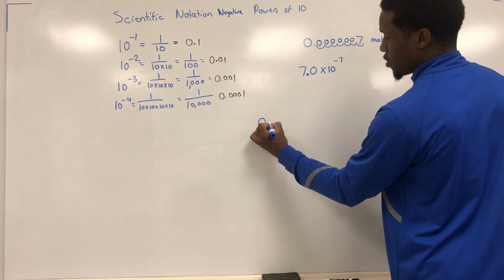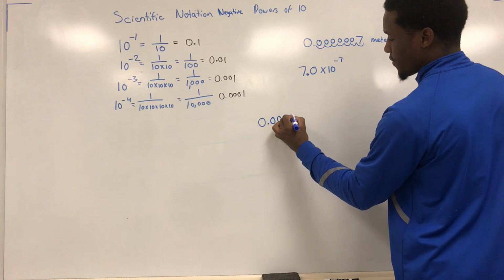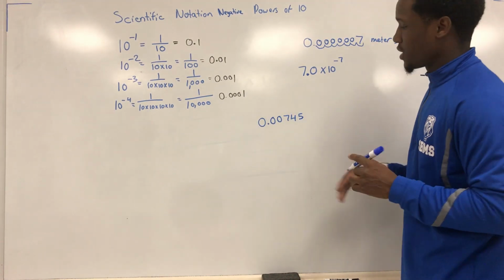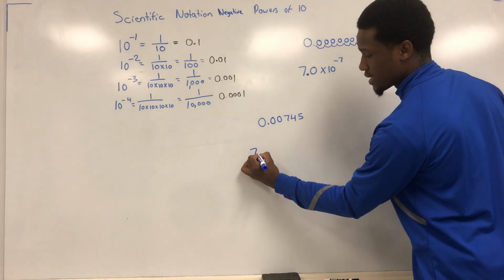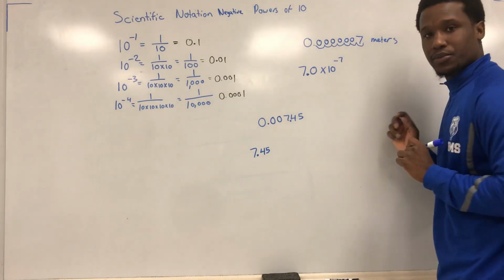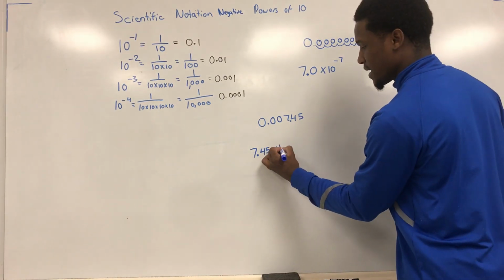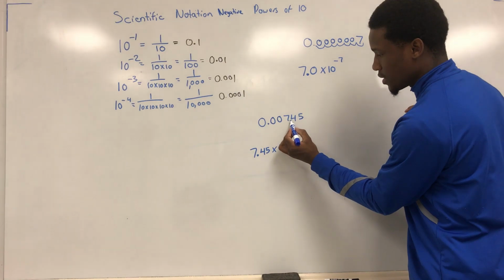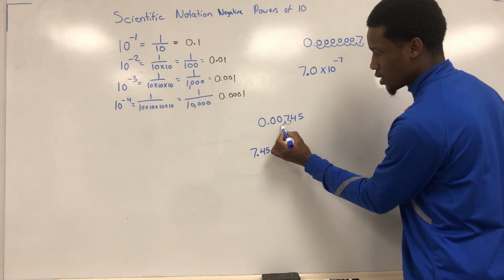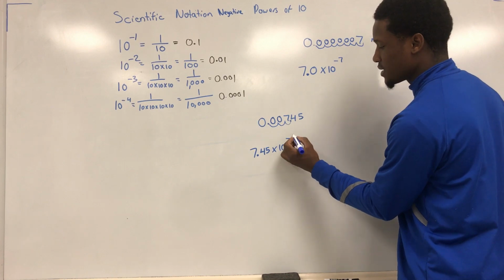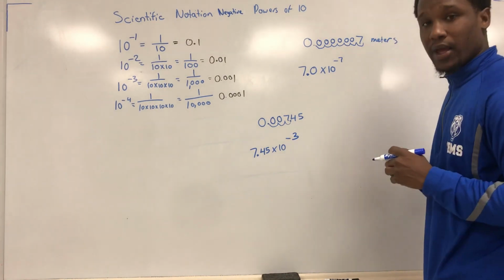Let's say we have 0.00745. I'm going to write this in scientific notation. So first, it's going to be 7.45. My decimal point is going to be here, okay? And I'm going to multiply this by 10 to the negative something power. So I'm going to move it to the original decimal place, 1, 2, 3. So it's going to be 7.45 times 10 to the negative third power, okay?